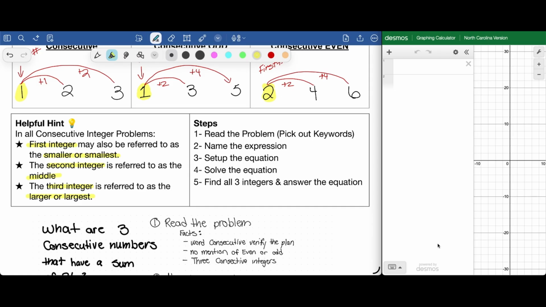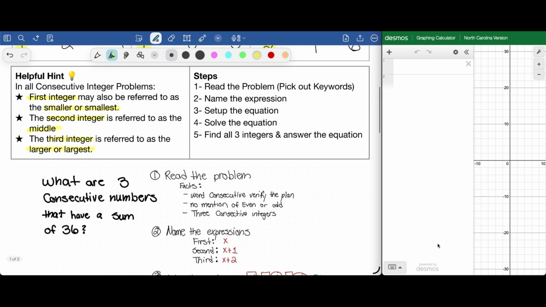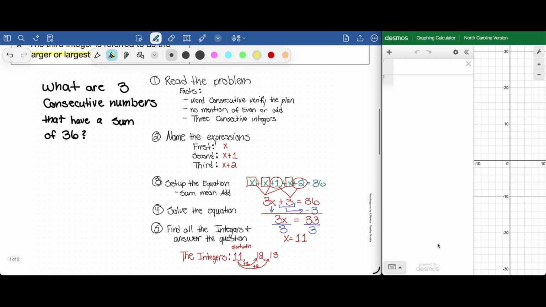Then we're going to set up the equation. Once we set up the equation, we're going to solve the equation. And then we're going to find all three integers and answer the question that is given to us. Okay. Now, as we move down a little bit more, I did complete a full example walking you through the steps. So questions will be similar to, what are three consecutive numbers that have the sum of 36?